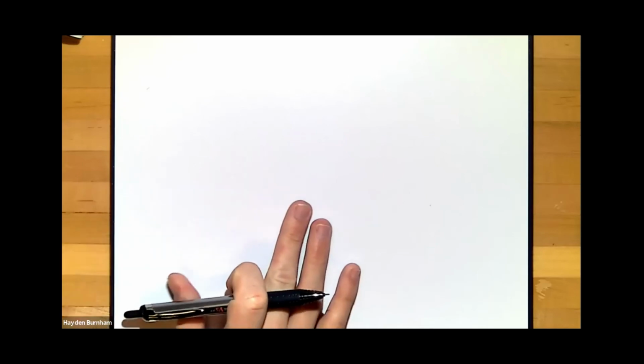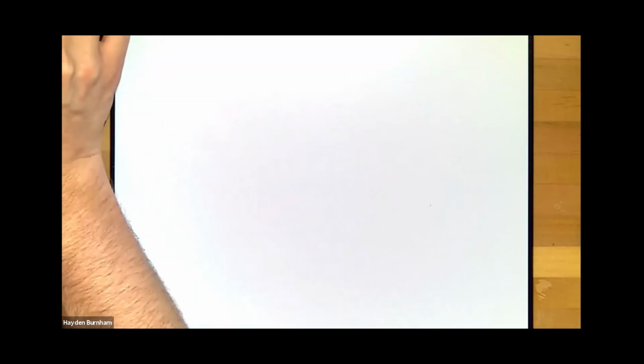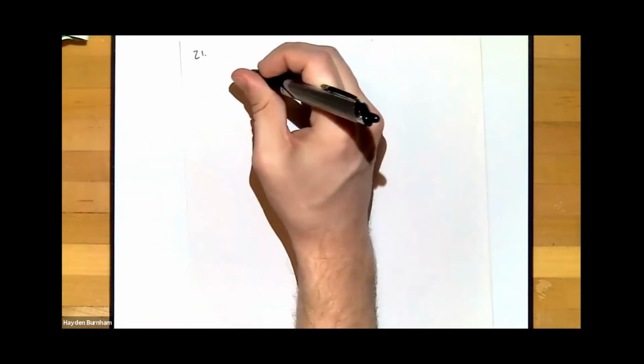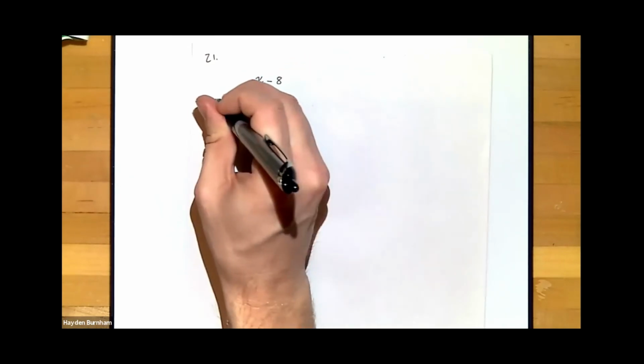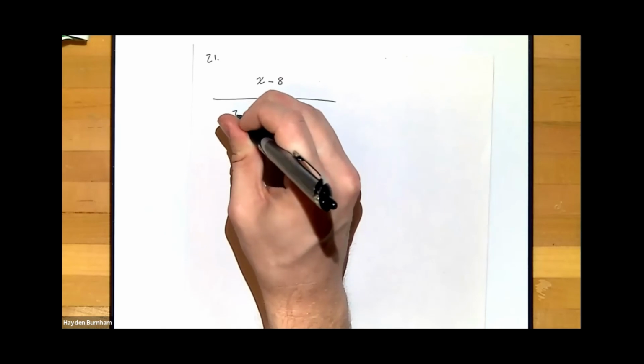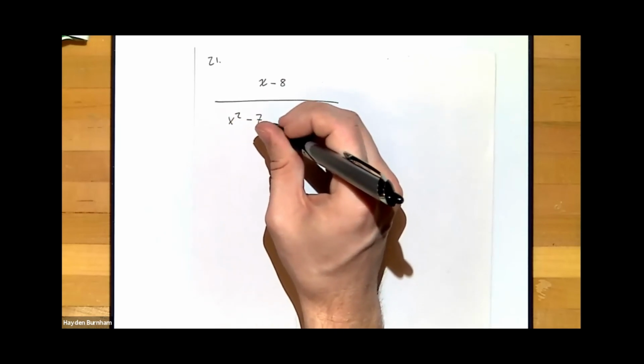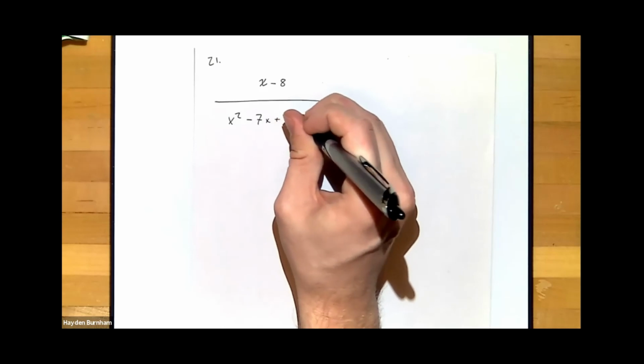I'm going to choose, you said partial fraction, right? Yes, partial fraction, okay. So I'm just going to choose a partial fraction problem from here. Let's see, I'm looking for one we didn't do. Okay, this is a good one. Let me grab a piece of paper. On the worksheet, it's problem number 21: x minus 8 over x squared minus 7x plus 10.